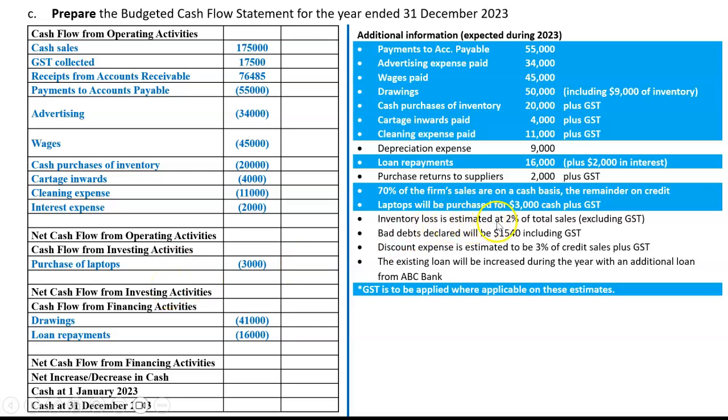Inventory loss is expected to be 2% of total sales, but that's not a cash outflow. That's just losing inventory, so we're not going to need that here. Bad debt declared will be $1,540 including GST. So this is not cash. This is actually the opposite of cash. This is saying someone's not going to pay me cash. So for our cash flow statement, we can ignore that.